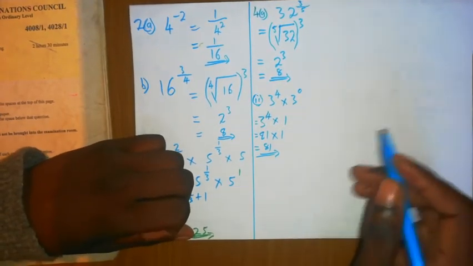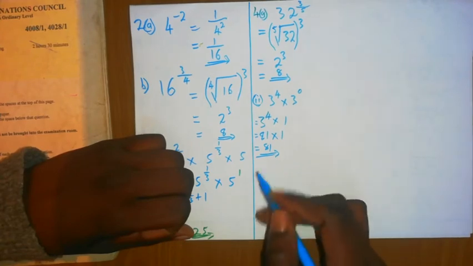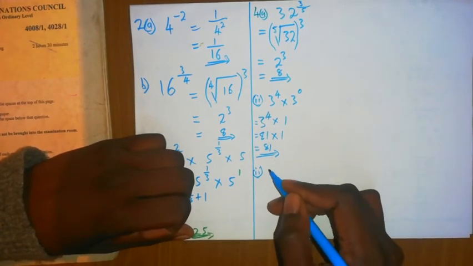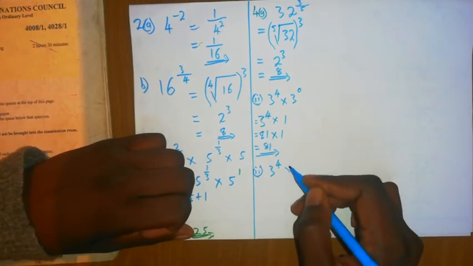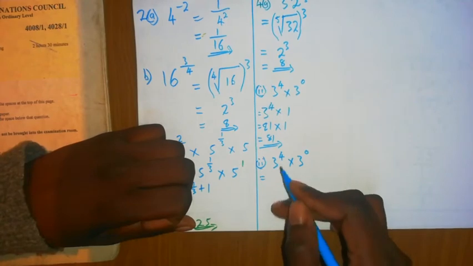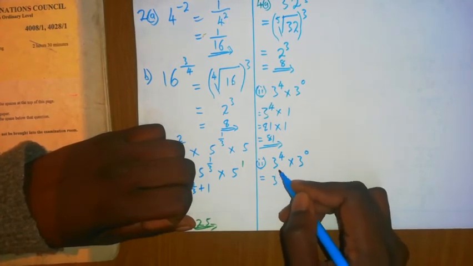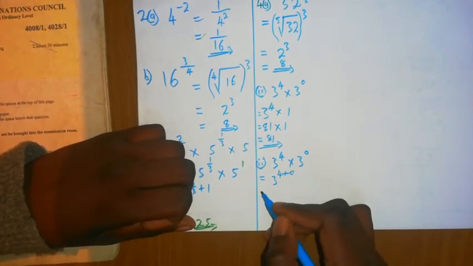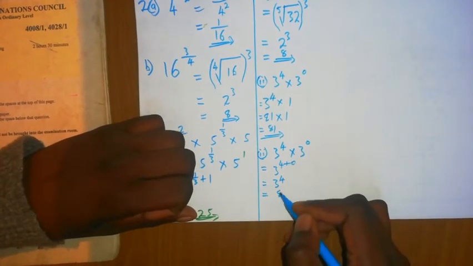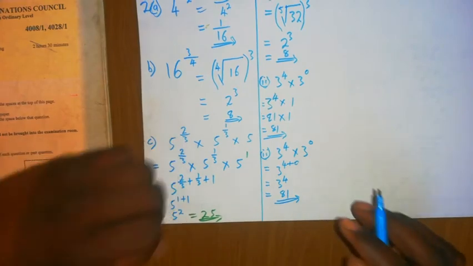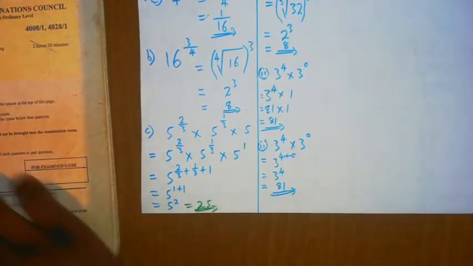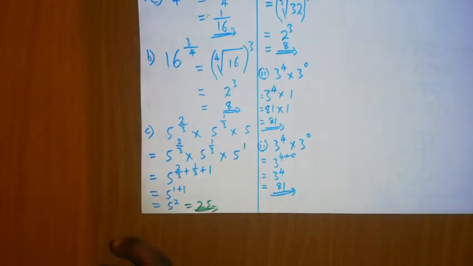The second method, I'm taking a single 3. So method number 2, I'm going to say first 3 to the power 4 times 3 to the power 0. So that's equal to 3 to the power 4 plus 0. That's equal to 3 to the power 4, which is 81. So you choose the convenient method there. So we're done with the two of these question papers.